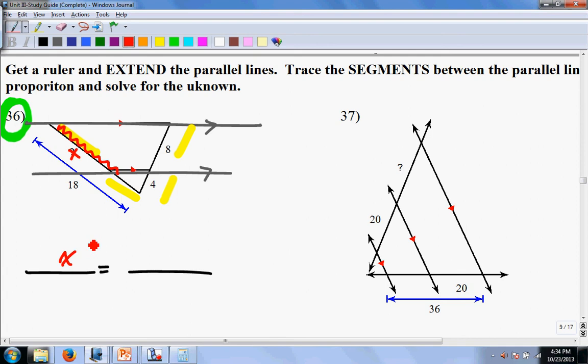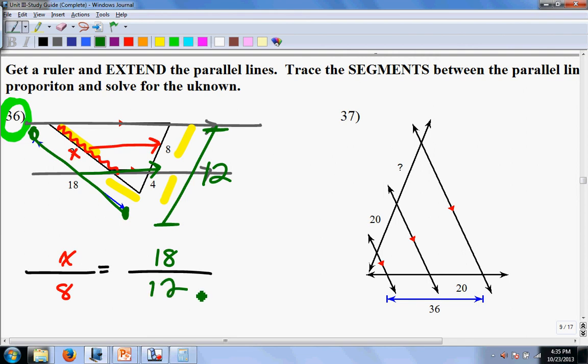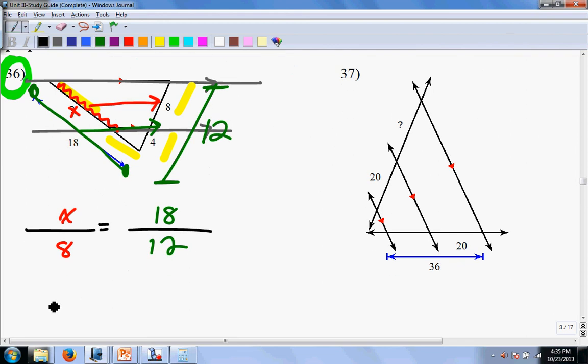So there's a couple ways we could do this. We could go like this. Unknown over, and go left to right, over 8 equals, watch carefully, trace this whole side, that's 18. 18, left to right. Now careful, your 18 does not match with 8, it does not match with 4, it matches with this whole side. So you have to add, and that's going to be 12. Left to right.